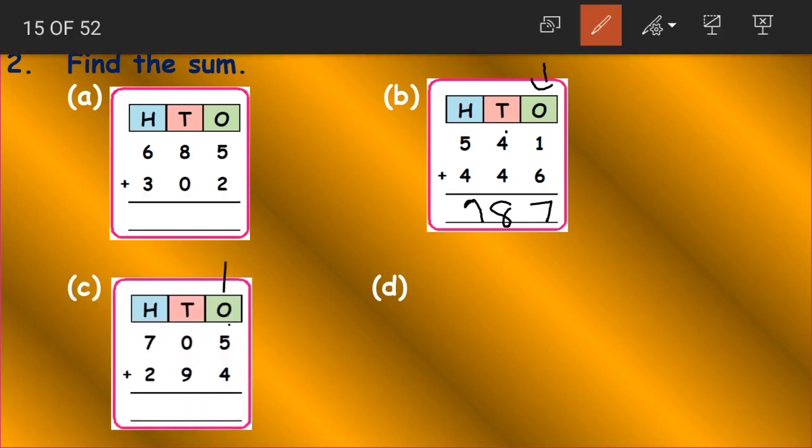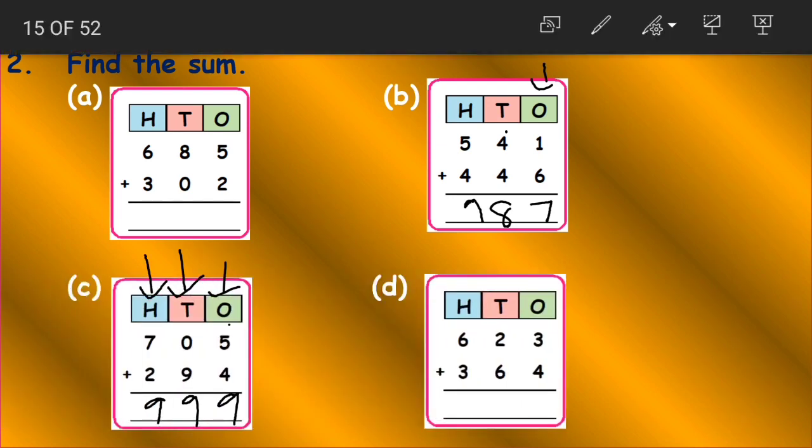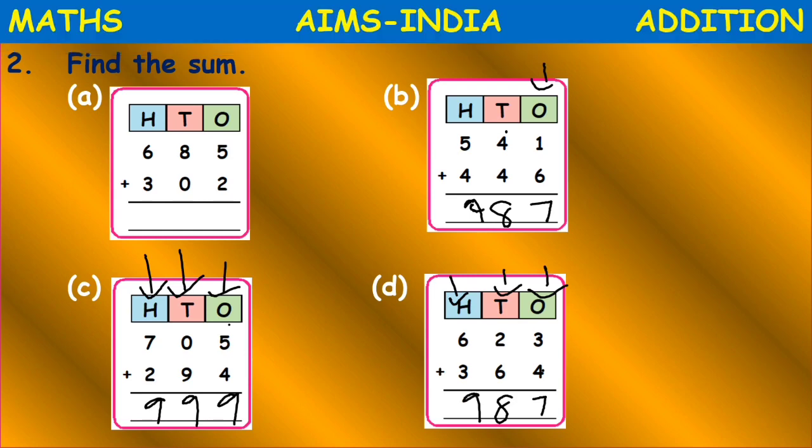5 plus 4. Starting from the ones place. 5 plus 4 is equals to 9. To the tens place, 0 plus 9 is equals to 9. And in the hundreds place, 7 plus 2 is equals to 9. Question number D. In the ones place, we have 3 plus 4, which is equals to 7. In the tens place, we have 2 plus 6, which is 8. And in the hundreds place, we have 6 plus 3, which is 9. Okay, children, hope you got the correct answers.